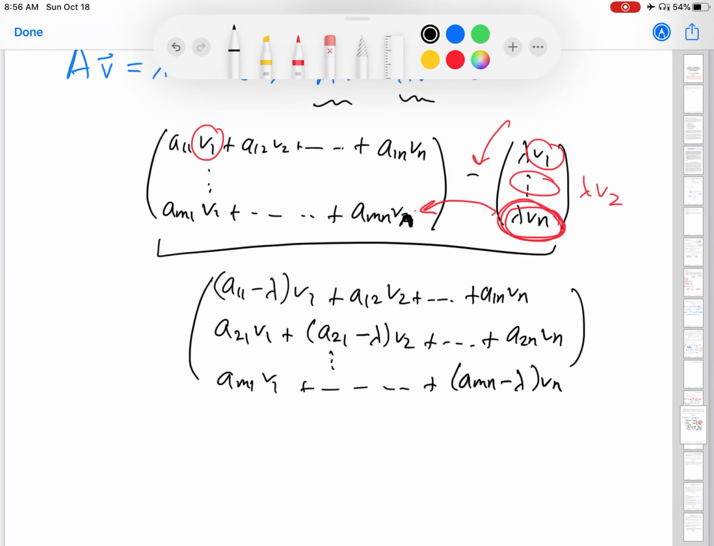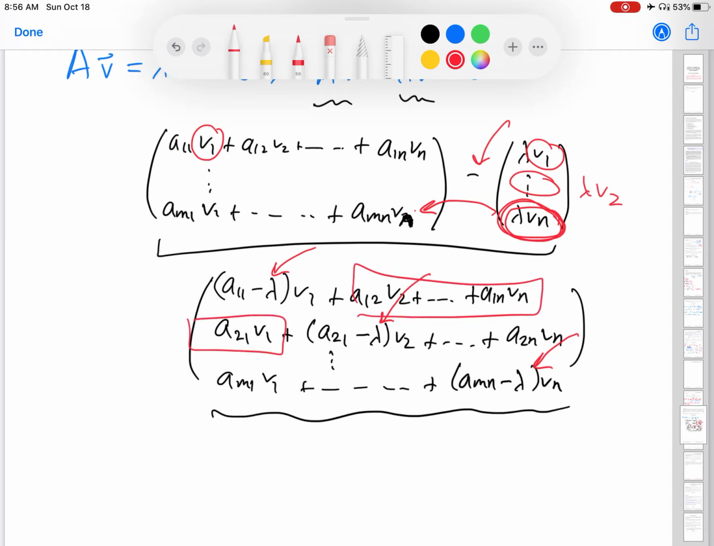Okay, so why did I do that? I did that to convince you of the following fact, right? What does this look like? How can I express this as a matrix? Well, notice what's going on. I am subtracting lambda only from the diagonal of the matrix. No other terms in the matrix that are not in the diagonal have lambda subtracted.